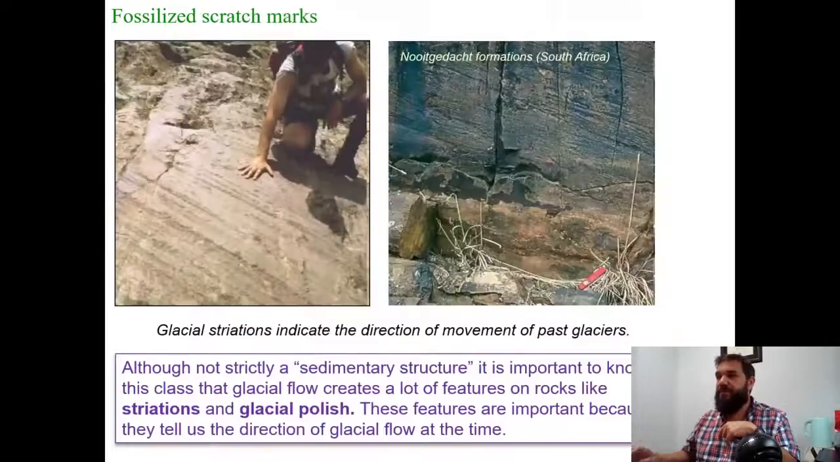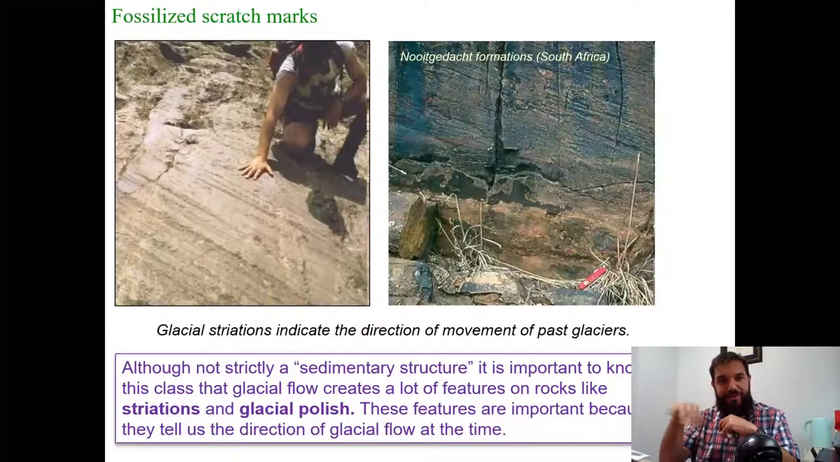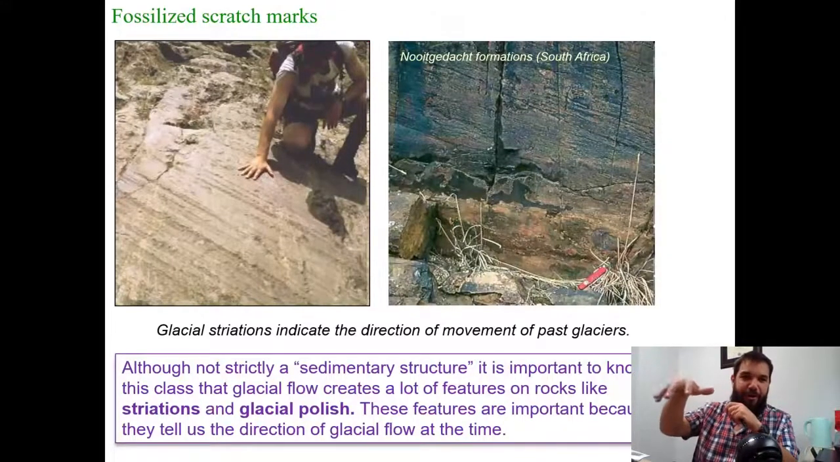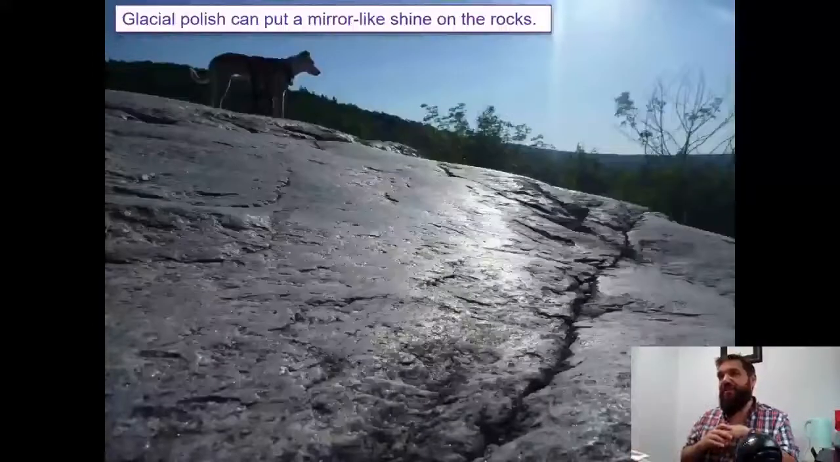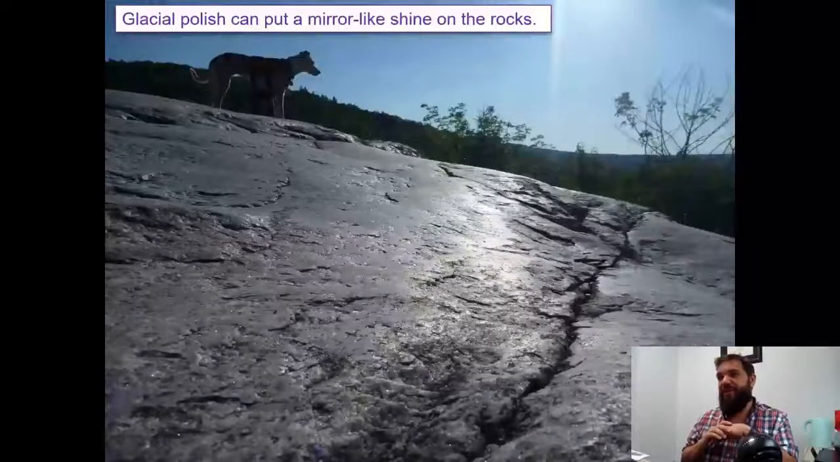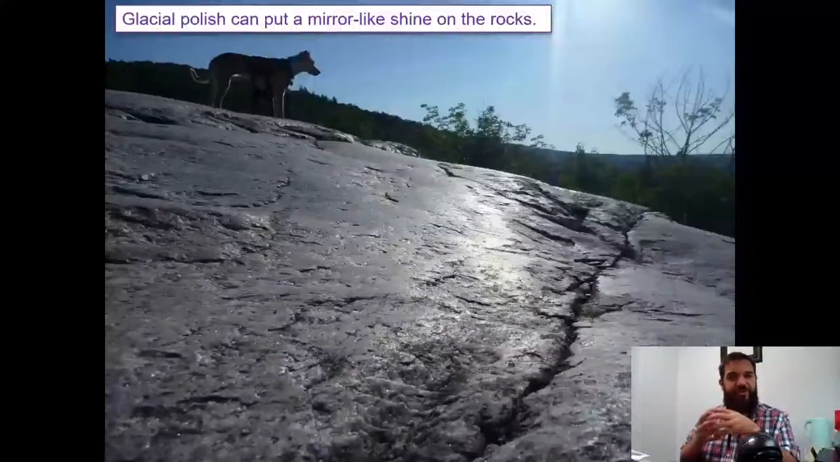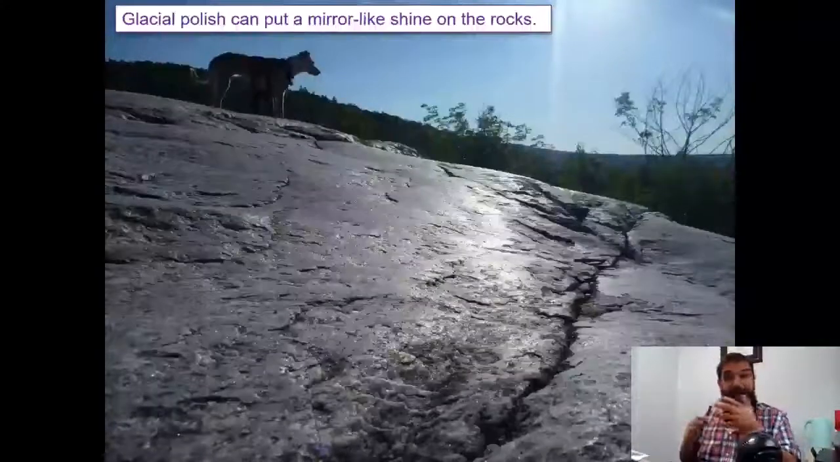So that's all I have for you. Oh, one more thing that is kind of cool: fossilized scratch marks. These are left over from glaciers. When glaciers are flowing over a rock, they can actually polish the rock, and leave scratch marks and striations in it. It shows you what the direction of glacial flow was long ago in the past. It can also leave an almost mirror-like shine on the rock. So this highly polished rock is from a glacial environment. Those kinds of structures are also sedimentary structures. They tell you something about glacial movements in the past.